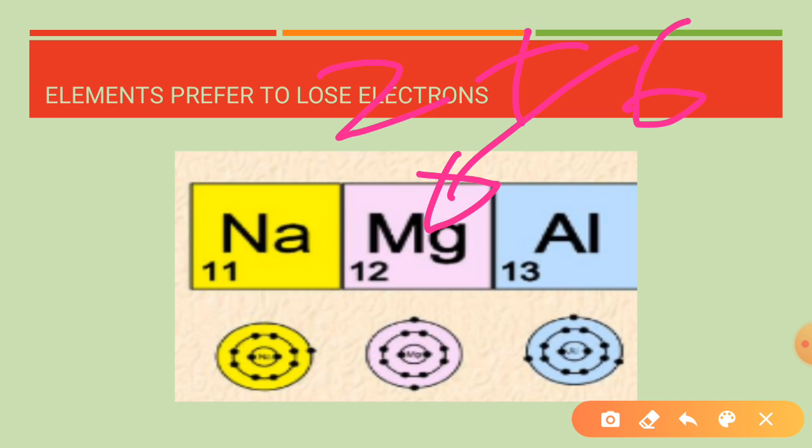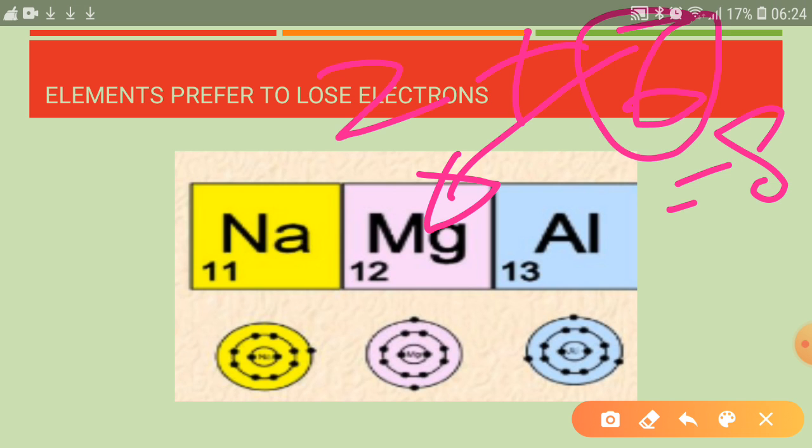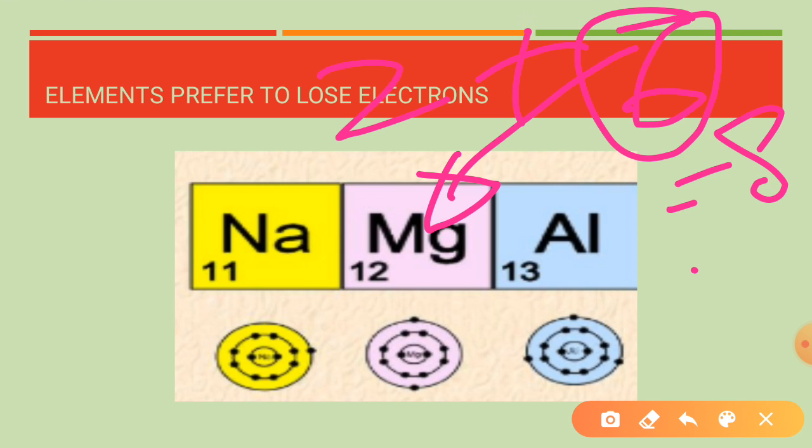6 plus 2, it will become 8. So it's very difficult to get 6 electrons. So what will happen? It will prefer to lose these 2 electrons. Exactly, ये भी ले लो, जान छोड़ दो, to get its stability.